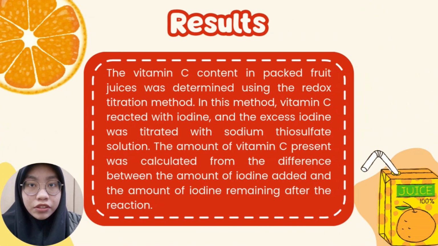The vitamin C content in packed fruit juices was determined using the Redox Titration method. In this method, vitamin C reacted with iodine and the excess iodine was titrated with sodium thiosulfate solution. The amount of vitamin C present was calculated from the differences between the amount of iodine added and the amount of iodine remaining after the reaction.